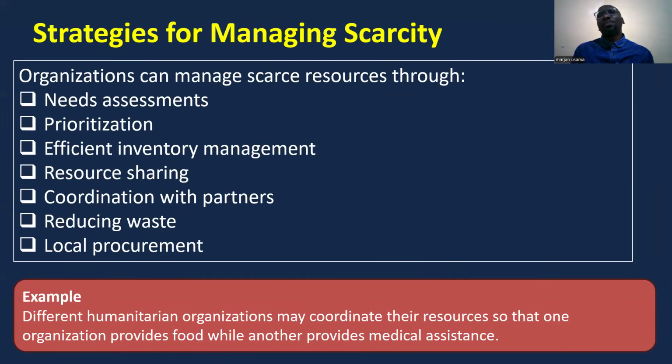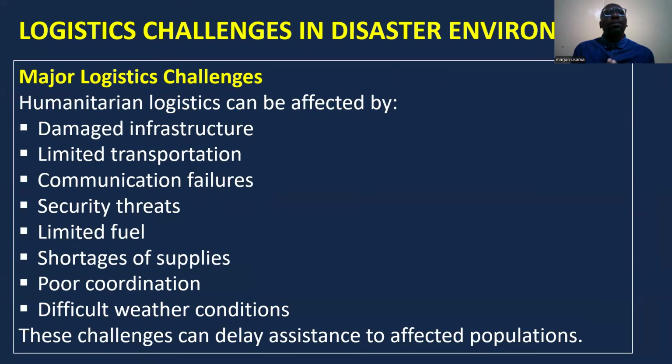Now, what are the strategies for managing scarcity? We have needs assessment, prioritization, efficient inventory management, resource sharing. Sometimes we'll have to share 1 blanket among 2 people, or even 3 people, 1 tent among 10 people. Coordination with partners, reducing waste, then local procurement.